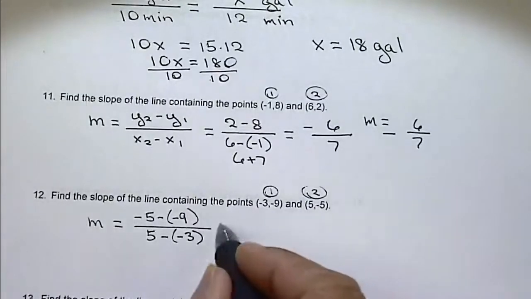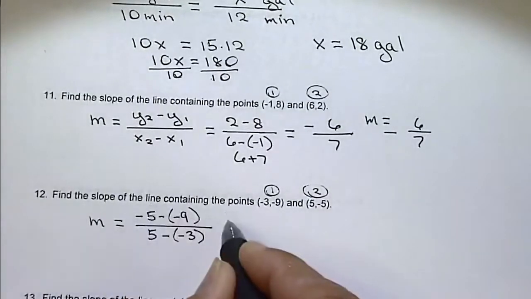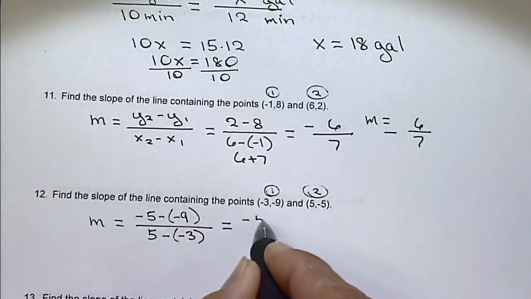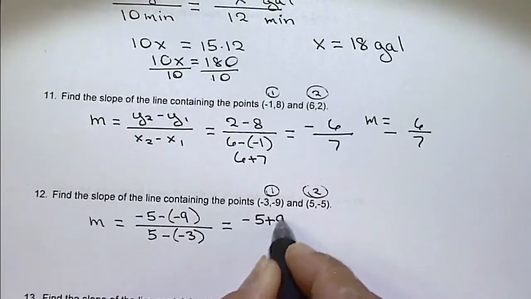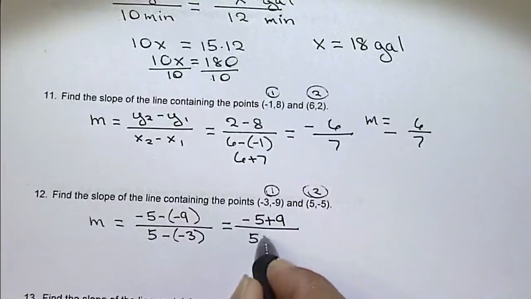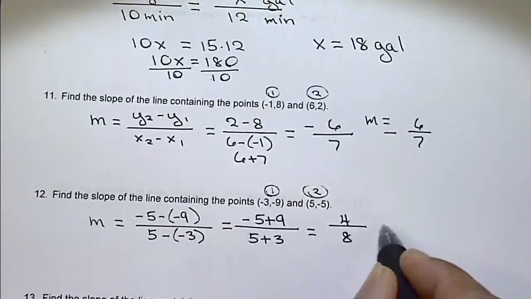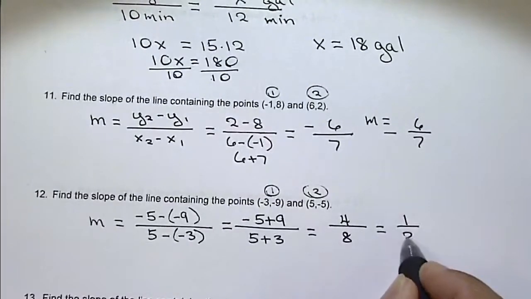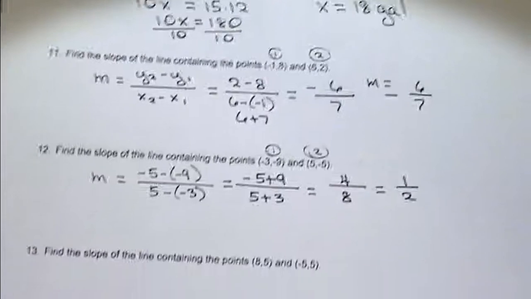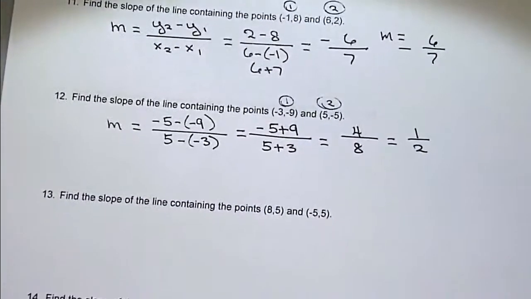Looks right to me. This is really negative 5 plus 9, and this is really 5 plus 3. Well, negative 5 plus 9 is going to give me 4. 5 plus 3 is going to give me 8. I can reduce that, and I would reduce it always, right? Anytime you end up with a fraction, you reduce, okay?